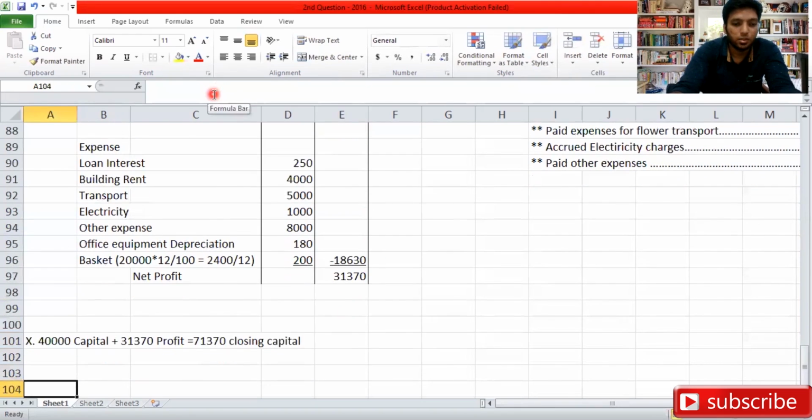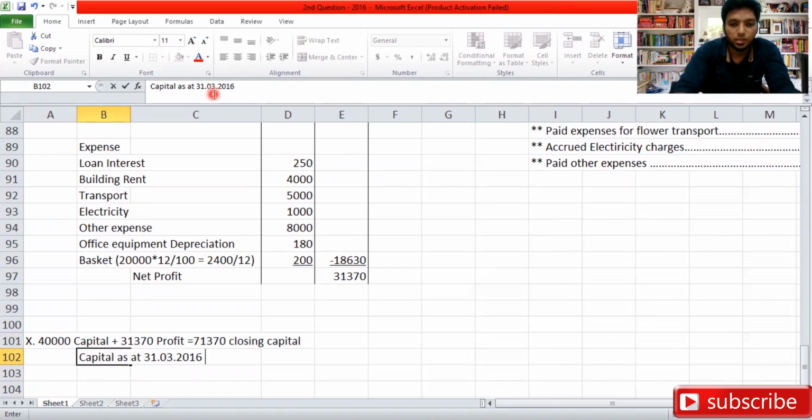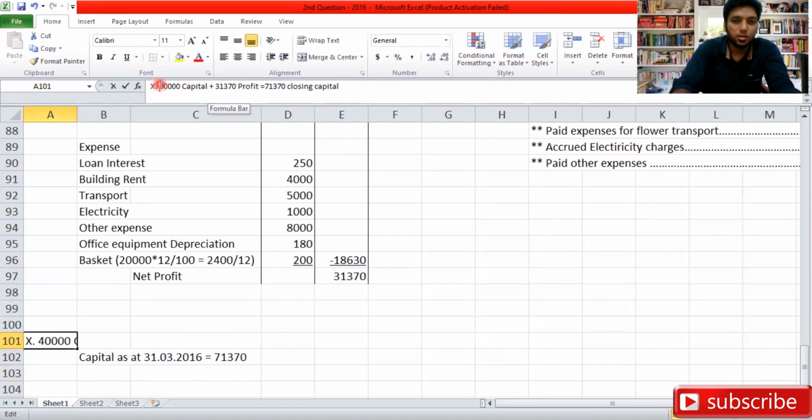Also you can say capital as at 31st/3/2016 is 71,370. So we are done with the A adjustment of Roman number 10.